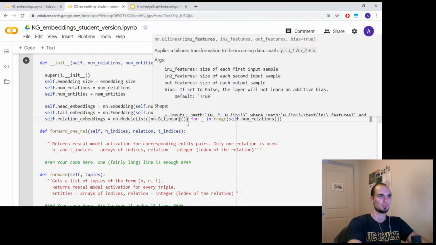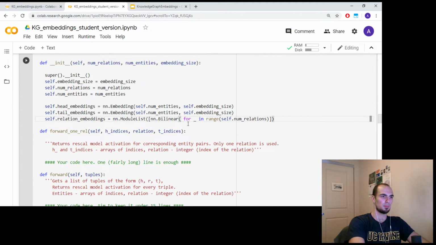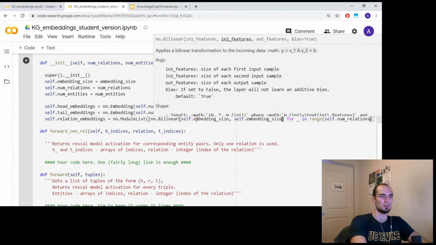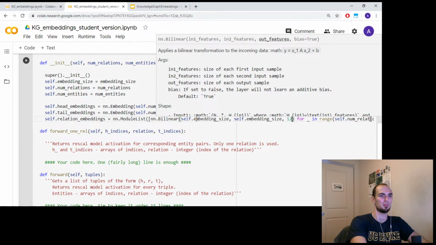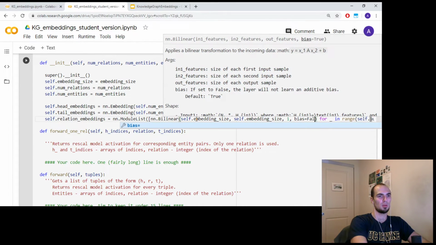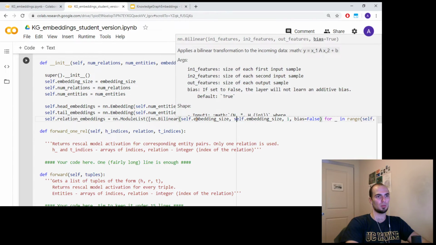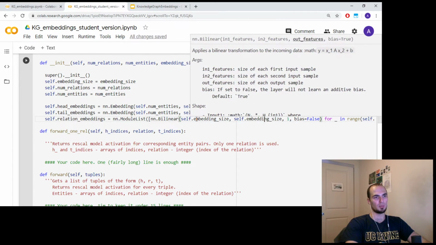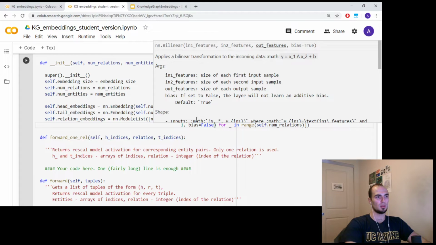So there's even a hint. So in is the size of the incoming embedding, which is self-embedding size. The size of out embedding is the same, and then the number of features out is 1 and bias is false. Because as you remember in this Rescal model, there's no bias. We're just multiplying two vectors and that is it.